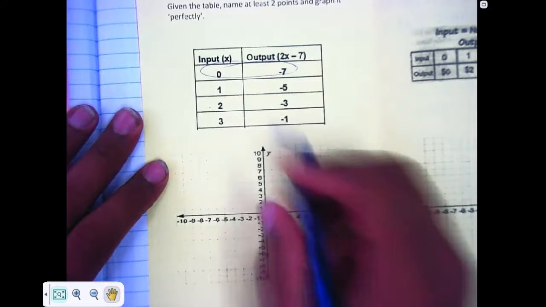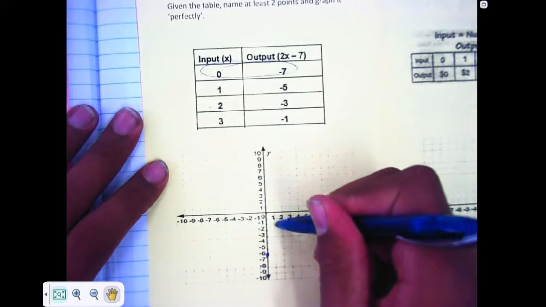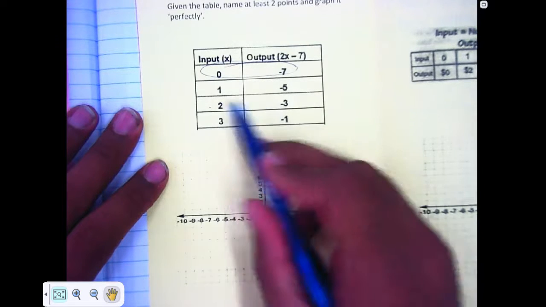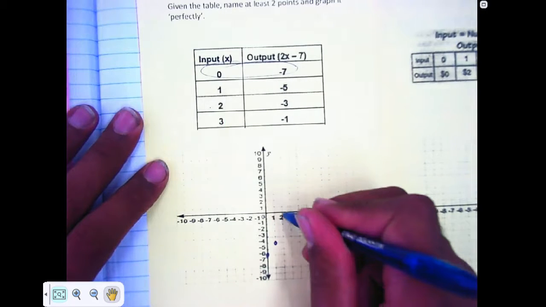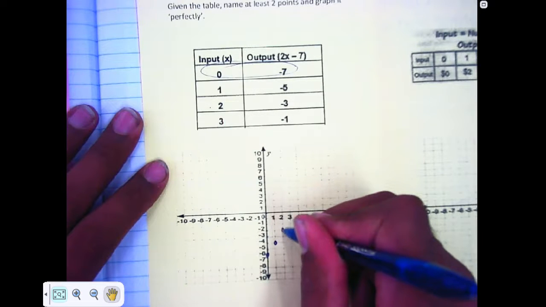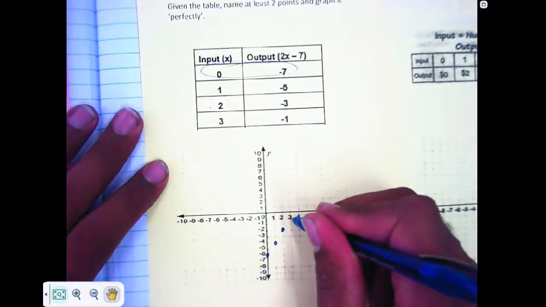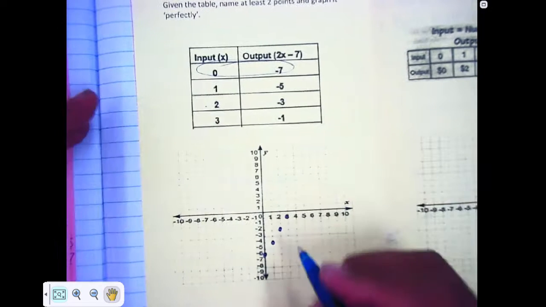Okay, and then the next point is going to be 1 and negative 5. So 1, and then 1, 2, 3, 4, 5. Okay, and now the next one's going to be 2 and negative 3. Okay, the next one's going to be 3 and negative 1. Okay, and there's our points. And that should be enough to graph it.